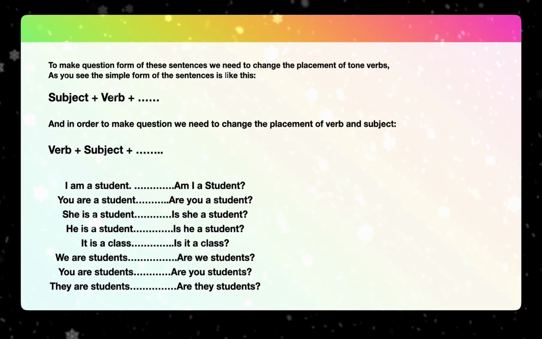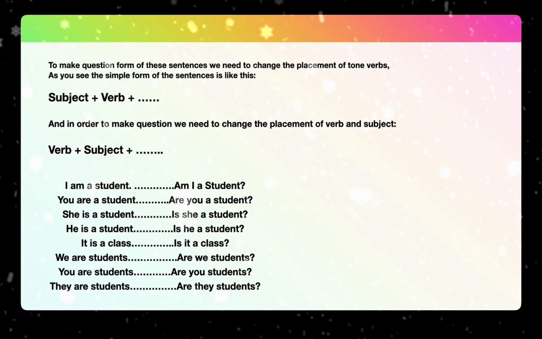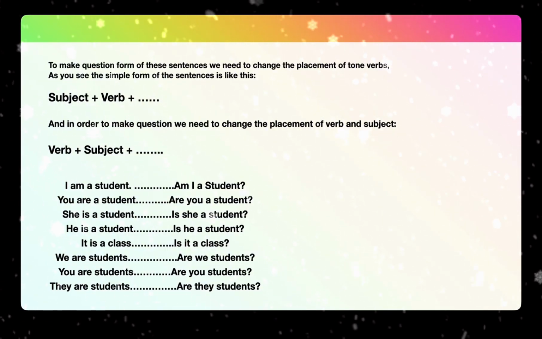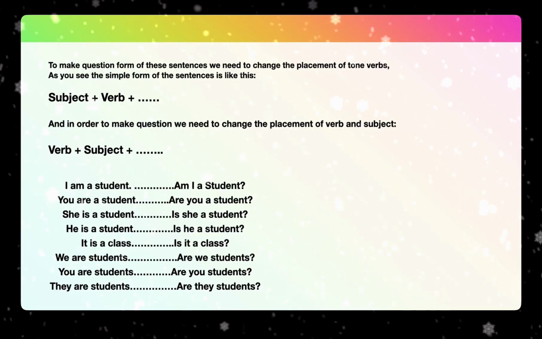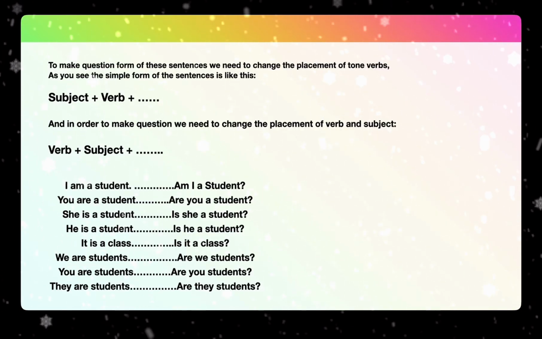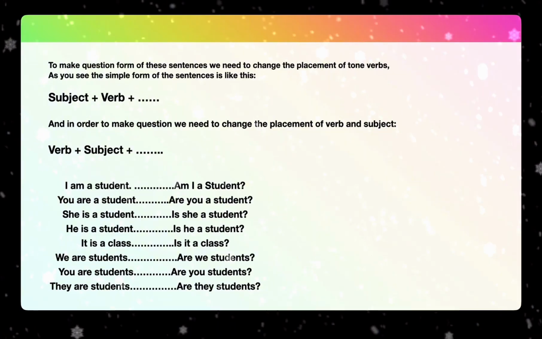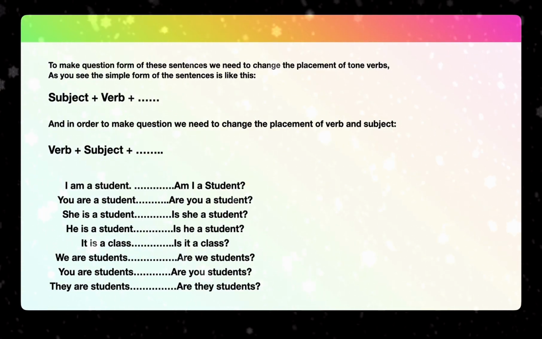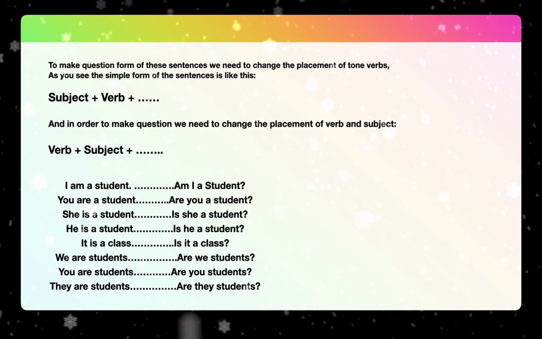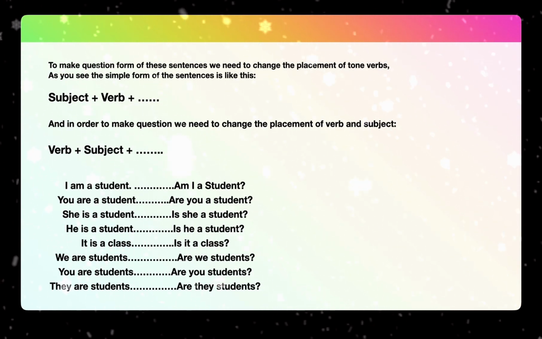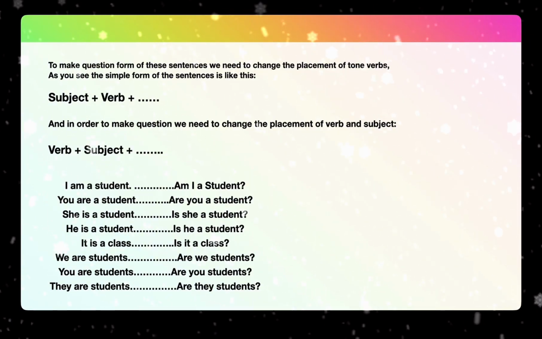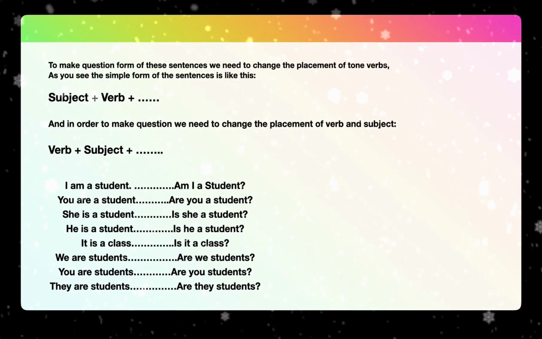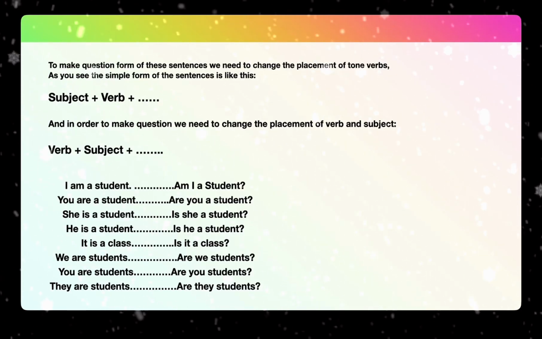Look at these examples. I am a student. This sentence is affirmative. It's giving us information. But the next sentence is, am I a student? This is a question. It's asking, am I a student? The next example, you are a student. If you want to make it a question, you bring are first, then you. Are you a student? The next example, she is a student.